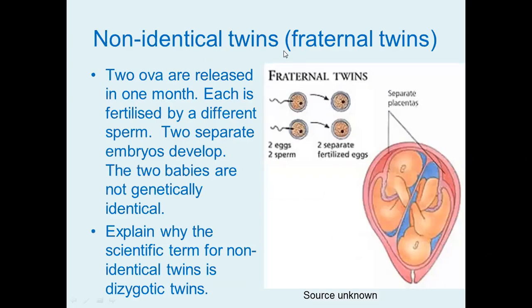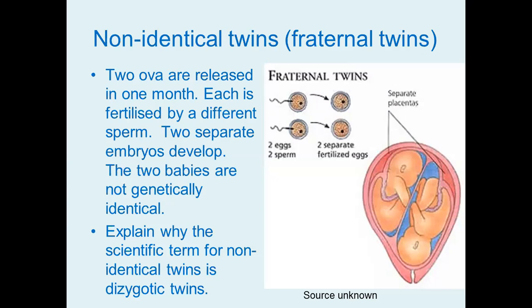Okay, non-identical twins or fraternal twins. So the mother releases 2 ova in a month, and that's not the norm. Each is fertilized by different sperm. 2 separate embryos develop, and the 2 embryos are not genetically identical to each other. In fact, they are as similar to each other as 2 siblings, like 2 brothers or 2 sisters, or 1 brother, 1 sister. They're genetically not identical to each other.